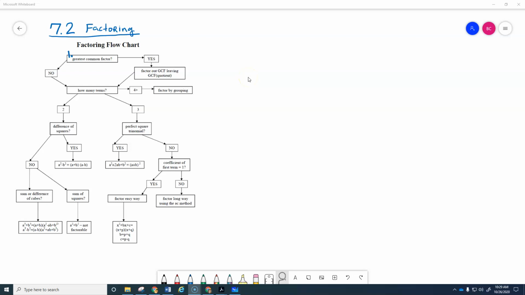Okay, so I left the last video promising you that I would show you how to find the greatest common factor of a trinomial. So 5x squared plus 20x plus 15. Okay, so there's a trinomial.